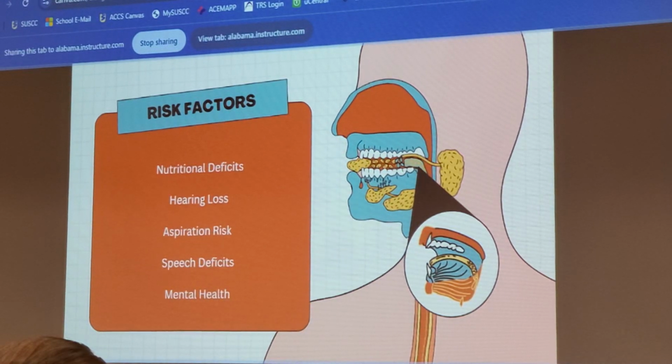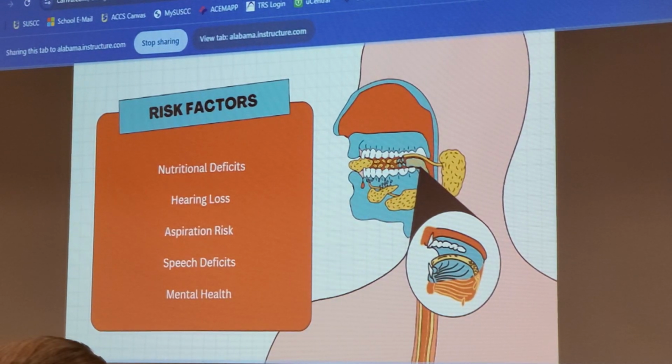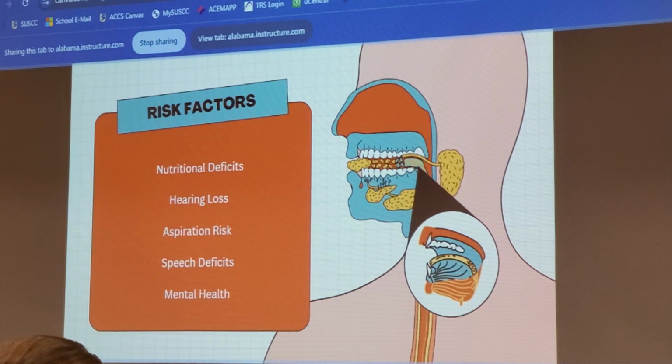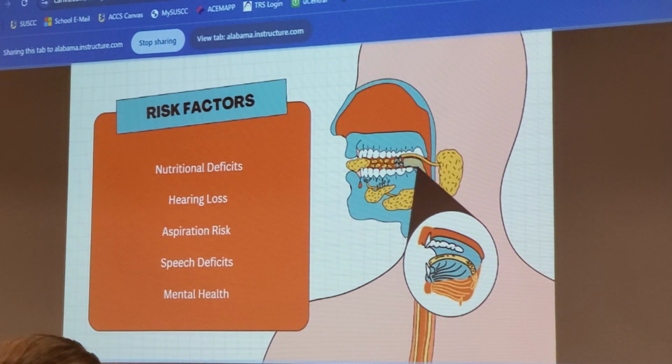They're also at a great risk for aspiration. So if they have a hole in the back of their palate, when they swallow, could it go into their trachea? Absolutely. Exactly. It's all tied together. All right.